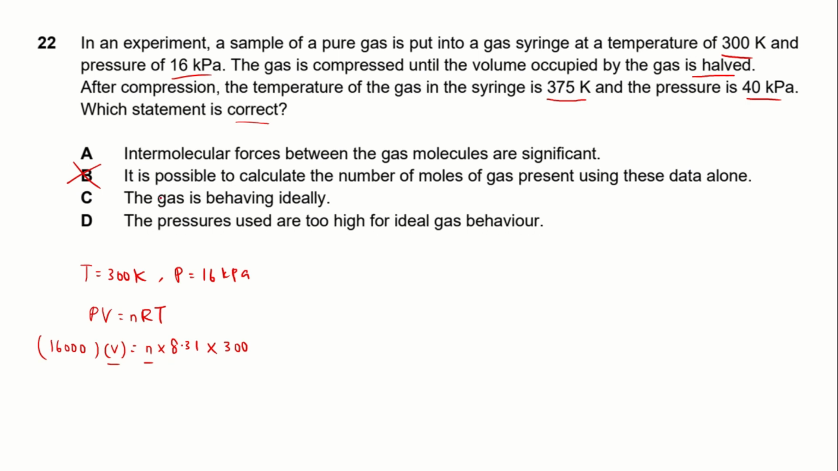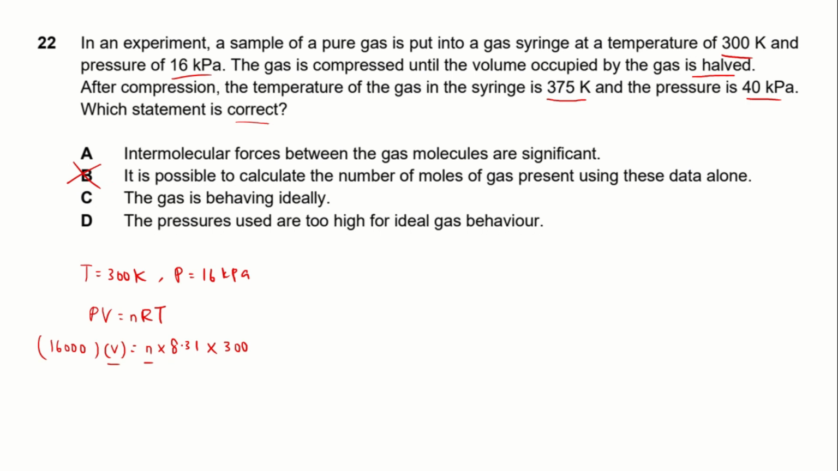If the gas is behaving ideally, if C is correct, then A will be incorrect because in ideal gases, intermolecular forces between the gas molecules are not significant. If we can prove that the gas is behaving ideally, then A is incorrect. Also, D will be incorrect too, because ideal gas behavior is not affected by the change in the pressure. No matter how we increase the pressure, the intermolecular forces between the gas molecules are not significant. So if C is correct, A and D will be incorrect.